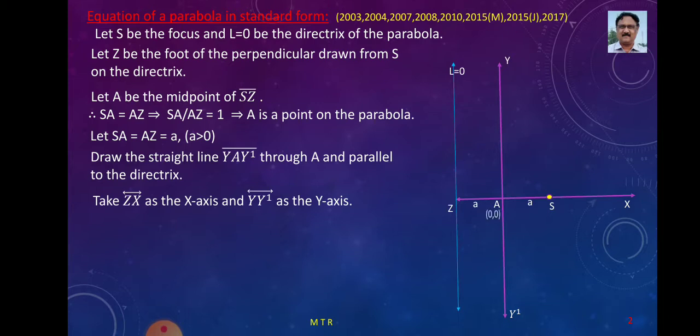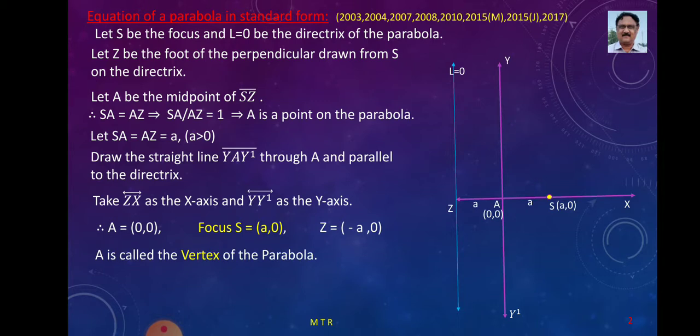So the point of intersection of the axes is the origin. Here the point of intersection of the axes is A. So A is equal to (0, 0). Here S is on the x-axis at a distance of a units from the origin A. Therefore, the coordinates of S are (a, 0). This is the coordinates of S. The focus S is (a, 0). So here A (0, 0) is called the vertex of the parabola. Okay.